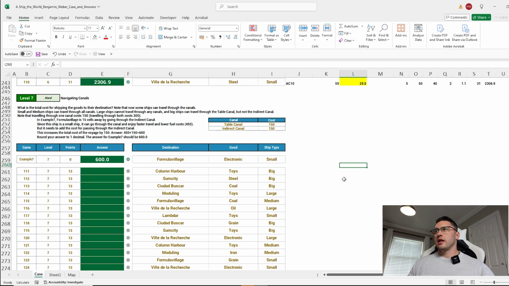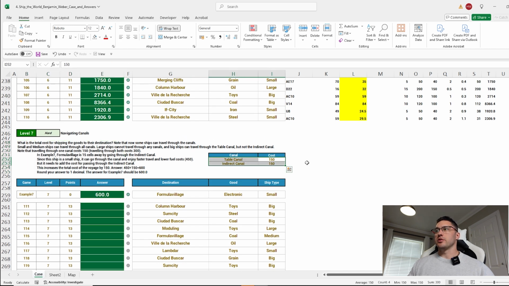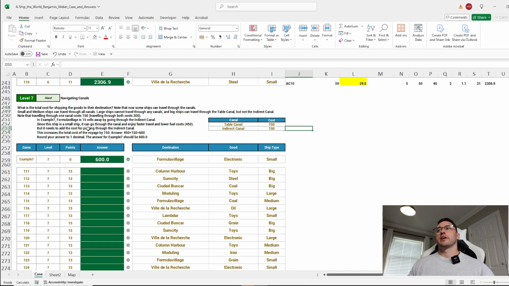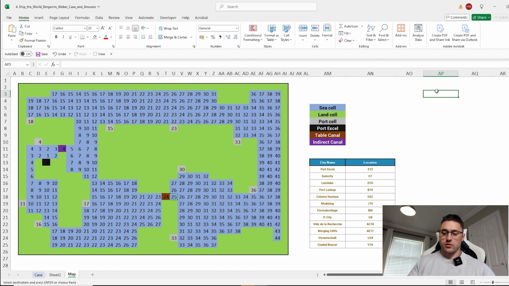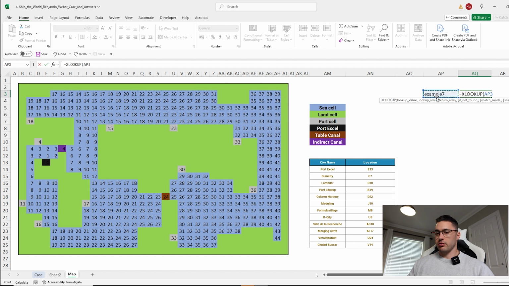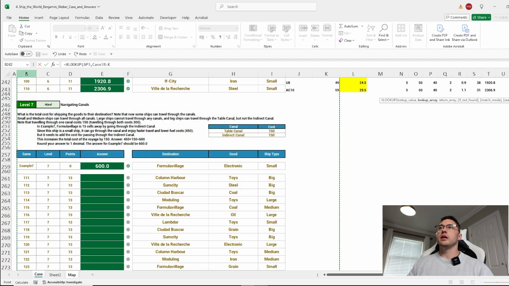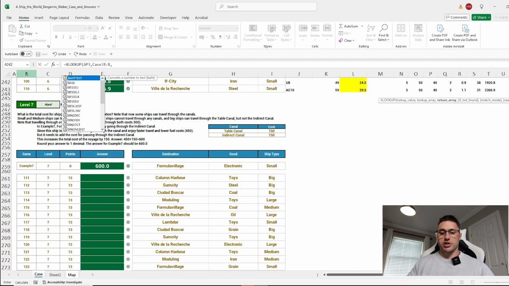Okay, and the final hardest question basically says that certain ships can now go through certain canals, and each time they do it costs $150. So again, we need to find the cost for shipping each of these goods. So for this one, we are going to first of all open up the canals. So let's copy our formula into here. And then we're going to set up a data table for the answers. So let's say example 7 equals XLOOKUP, example 7 in B, and we want to return G to I.